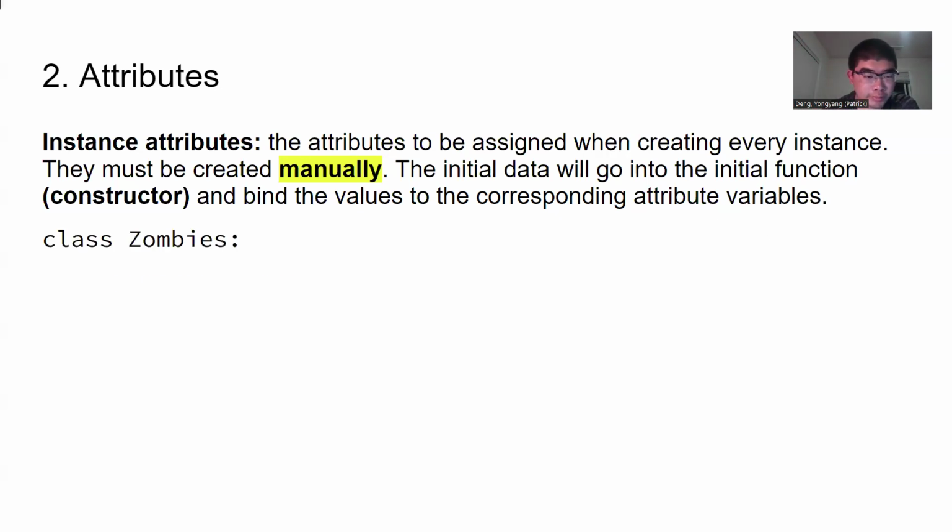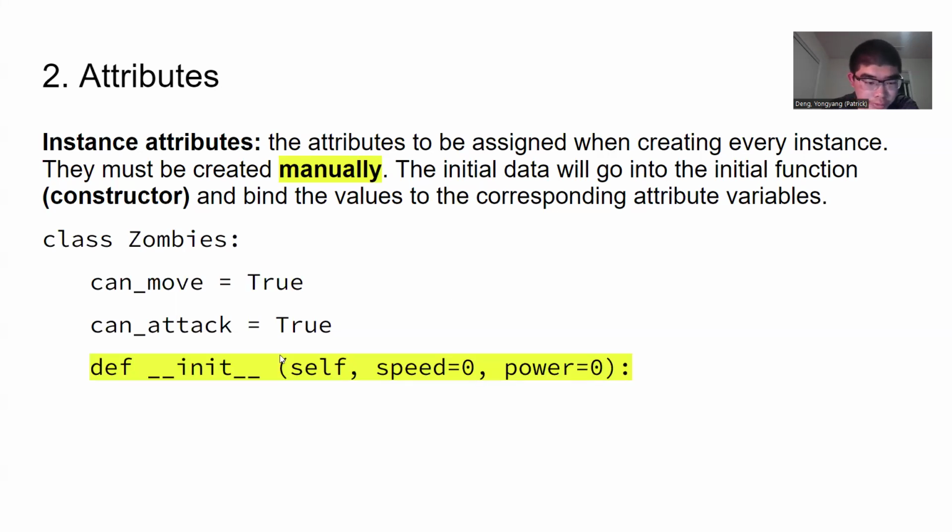So let's say zombies. We usually use the initial function. This is the initial function: define, then two underscores, init, and then two underscores. And then you have self. The self here means zombies. We have to use self. When you implement OOP, inside the class you do not use the name zombies, you use self, which means myself, himself, like zombie self.